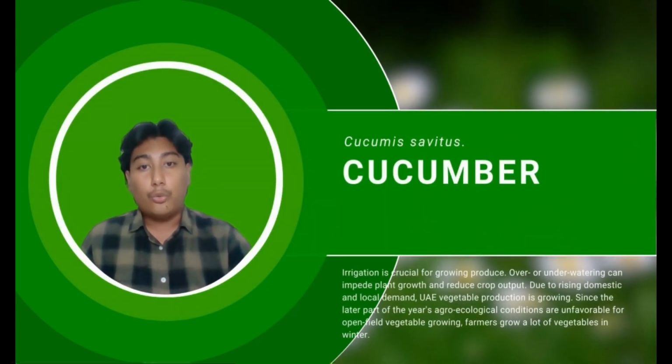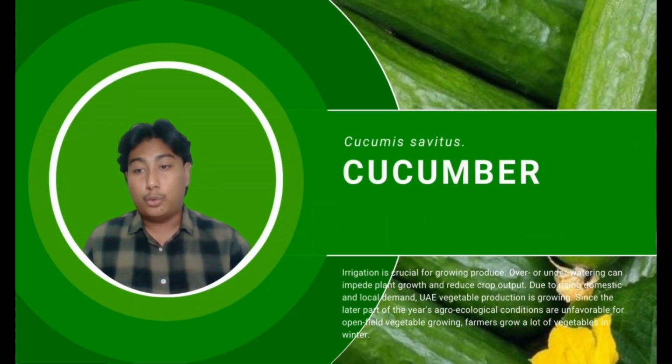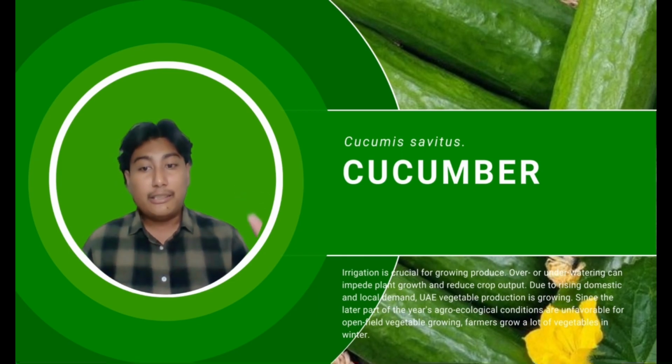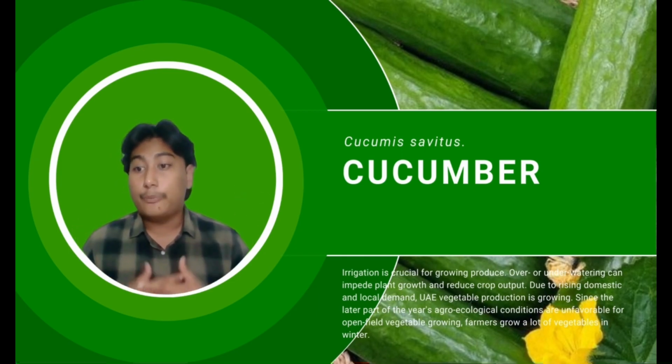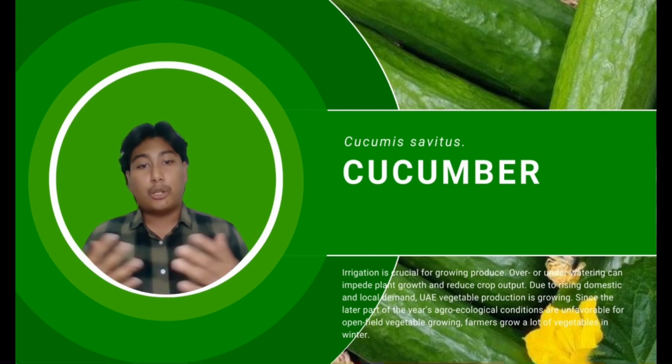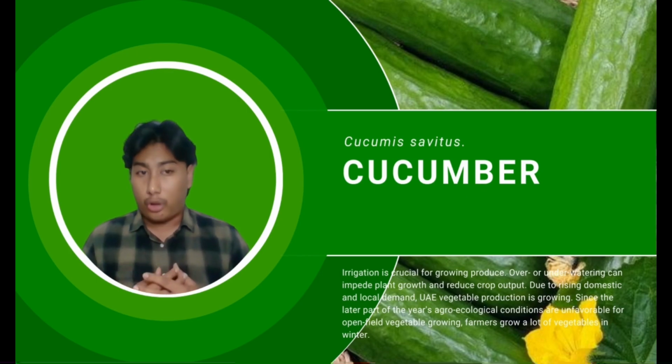Alright, now I want to talk about my research, which is on cucumber. Cucumis sativus is the scientific name. Irrigation is crucial for growing produce. Over or under watering can impede plant growth and reduce the crop output.